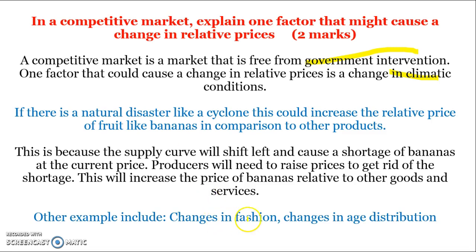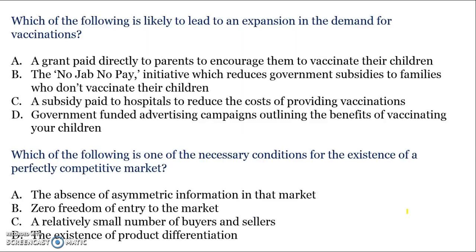Other examples: fashion, age distribution. So you could talk about something that's more popular with more old people. Don't use things like substitutes and complements. It's not what these questions are about. You need to explain what caused the price of that product to increase in the first place. So don't say coffee will decrease in relative price if tea becomes more expensive. What's the factor that actually caused that? So talk about something like climatic conditions, fashion, or age distribution.